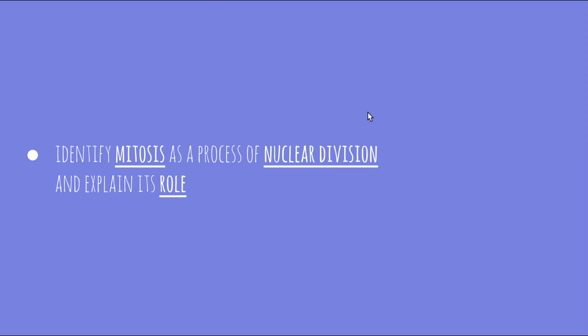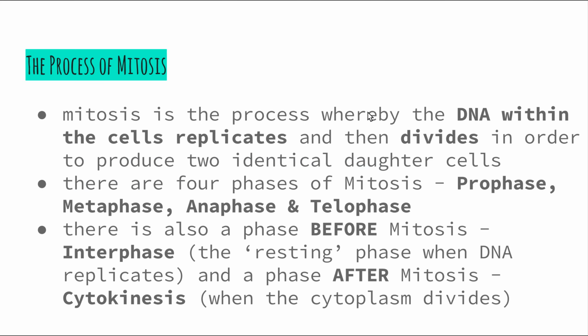So what we need to do is have a look at it in terms of being a process of nuclear division, so dividing of the nucleus, and then look at the role. So explain the role of mitosis. So first off, let's have a look at the process of mitosis to get an understanding that it is a division of the nucleus and the information that's inside it.